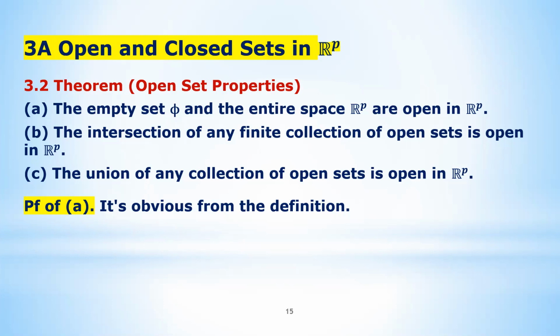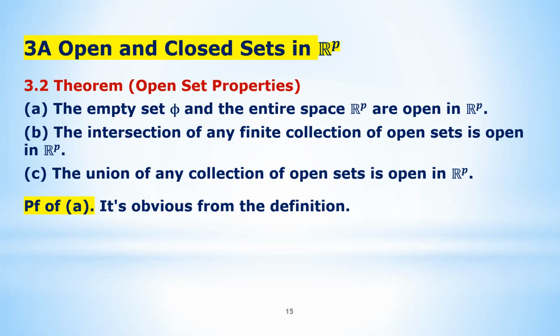Now, part B is the intersection of any finite collection of open sets is open. I mean, we talk about there are several open sets. You make an intersection of these open sets. Then the resulting set, much smaller, should also be open as long as the number of open sets involved is finite. Now, there are some situations where you have infinitely many open sets and the intersection will still be open. That's possible. However, without the finiteness restriction, it's not going to be a general result.